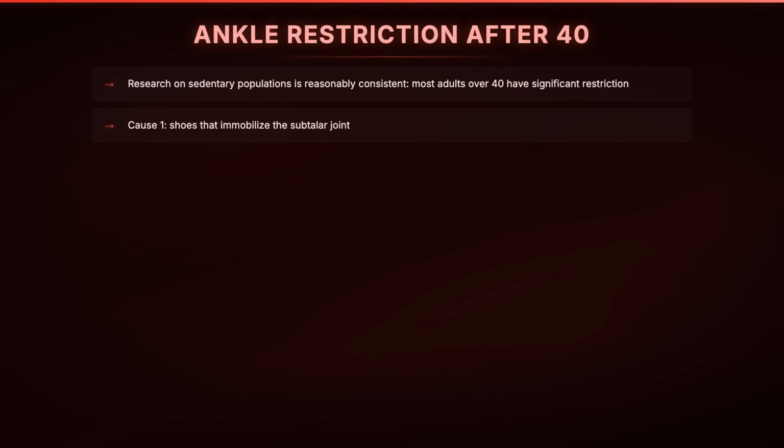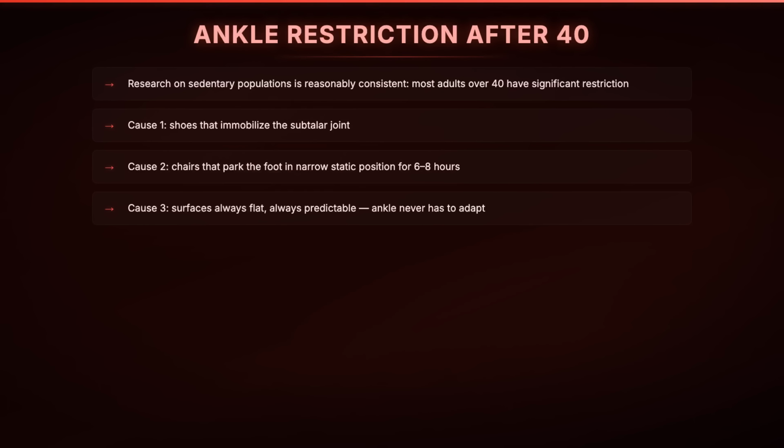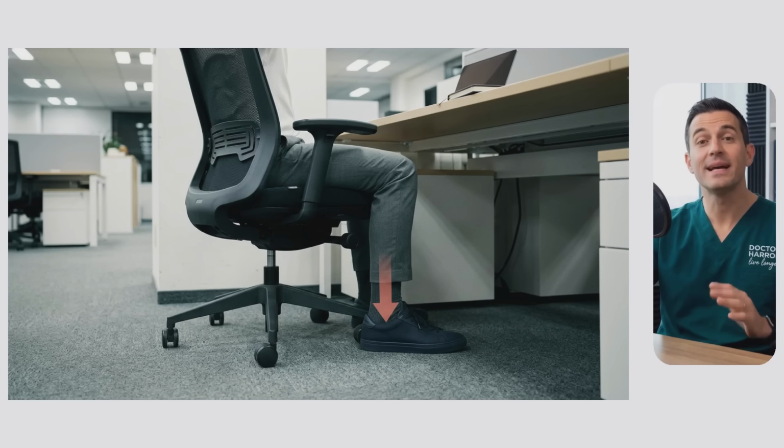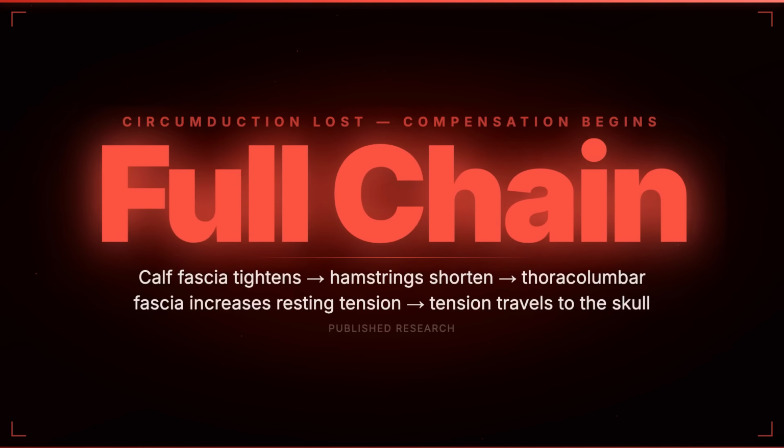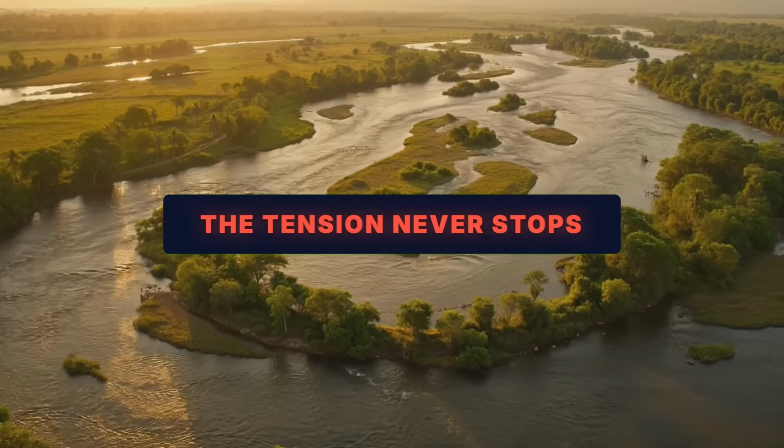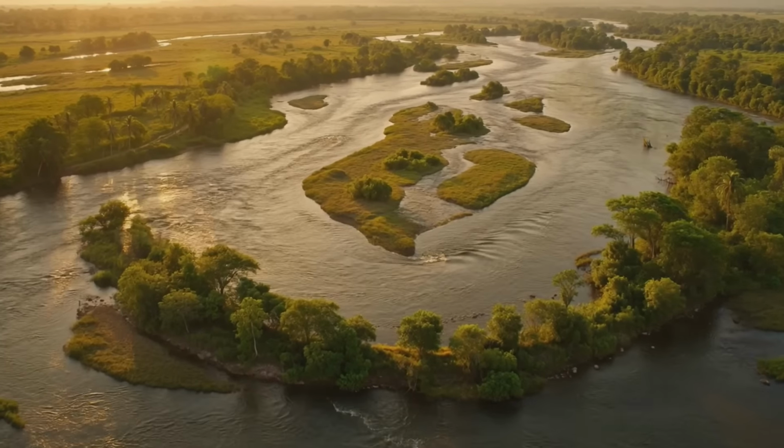The answers diverge considerably. Most adults, and I say most because the research on ankle mobility in sedentary populations is reasonably consistent, most adults over 40 have significant restriction in their ankle joint range of motion. Not from injury, from accumulated disuse. Shoes that immobilize the subtalar joint. Chairs that park the foot in a narrow static position for 6 to 8 hours. Surfaces that are always flat, always predictable, always the same.